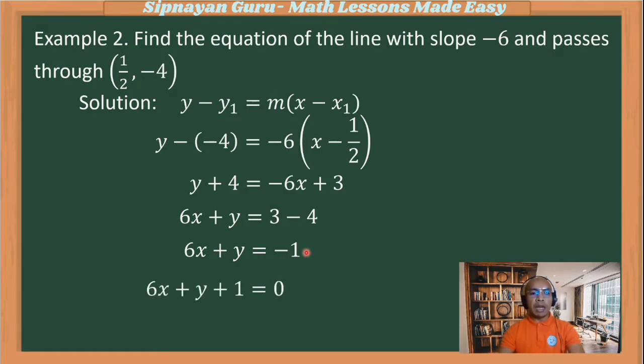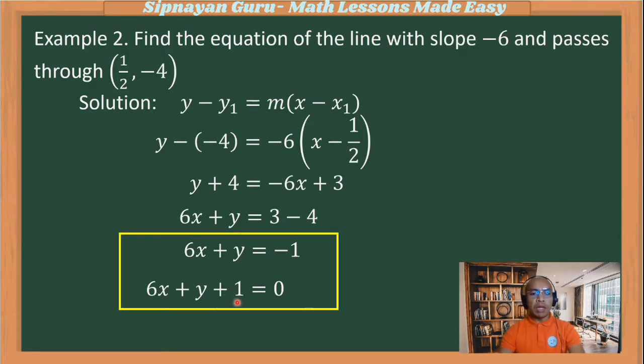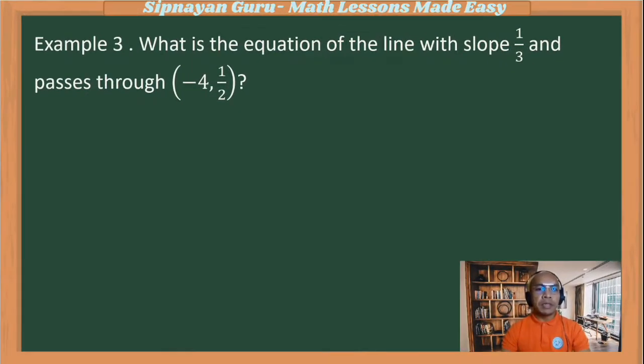In general, transpose the negative 1 to the left, so this would be positive 1. So this is the equation of the line with a slope negative 6 and it passes through 1/2 and negative 4. Let's have example number 3.